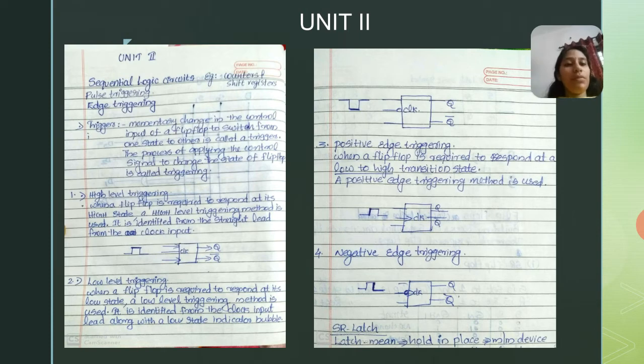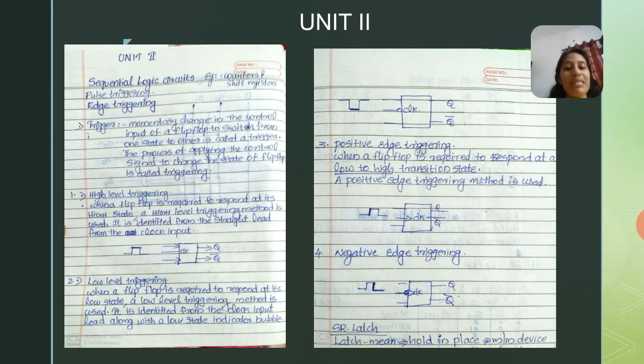There are different types of triggering. The first one is pulse triggering, and the other is edge triggering. Pulse triggering comprises high level triggering and low level triggering. You can see in the image, high level means the higher level of the clock, which is used for the triggering purpose or changing the state of a flip-flop from one to another. So if you are giving the clock as high level, then the state of the flip-flop will be changed. Then it is high level triggering.